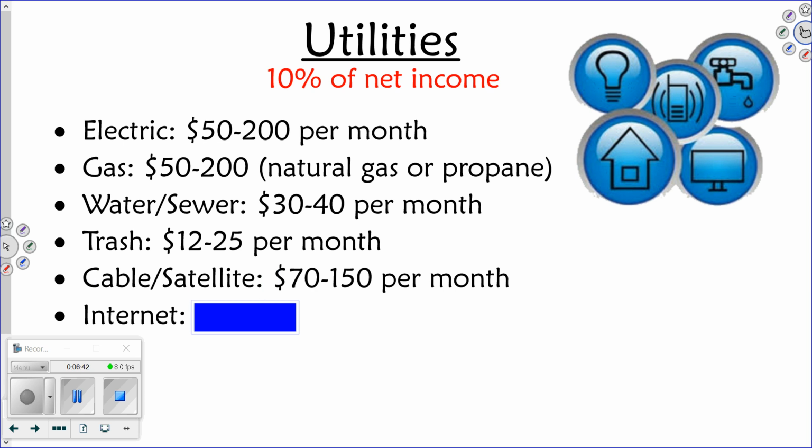Cable or satellite, usually $70 to $150. If you're somebody who is like, oh, I'm just a Netflix person or Roku or whatever, obviously you can bring that down depending on what your choices are. And then internet, which we all know we cannot live without, is usually $30 to $50 a month. If yours is not that cheap, you need to shop around.